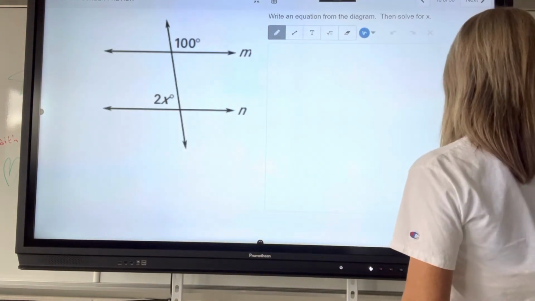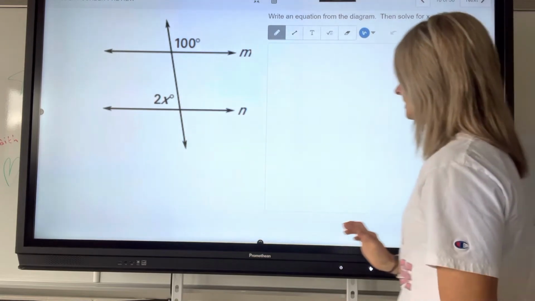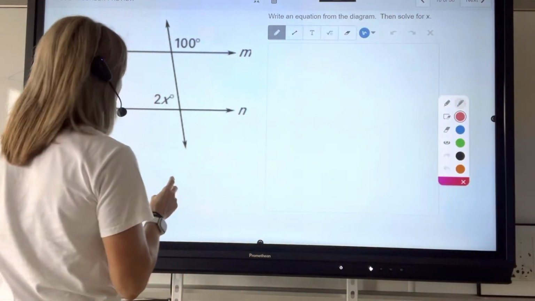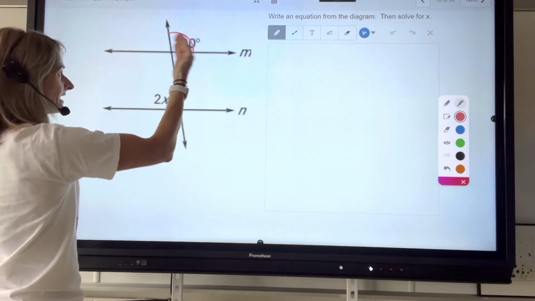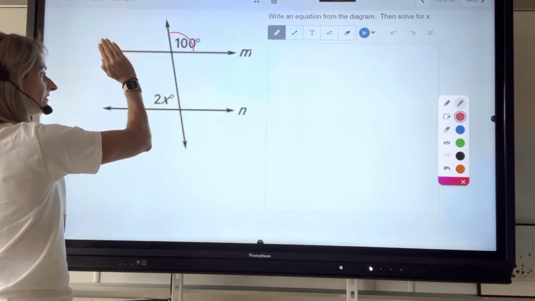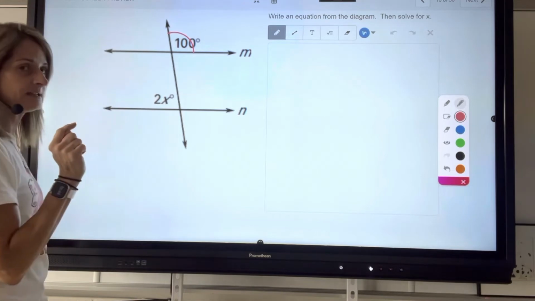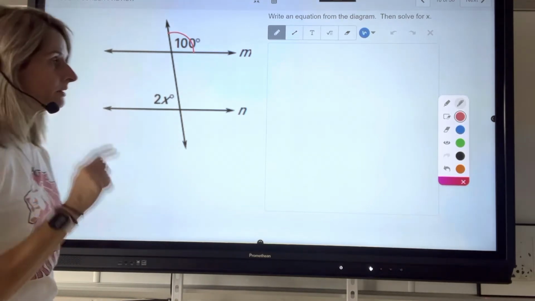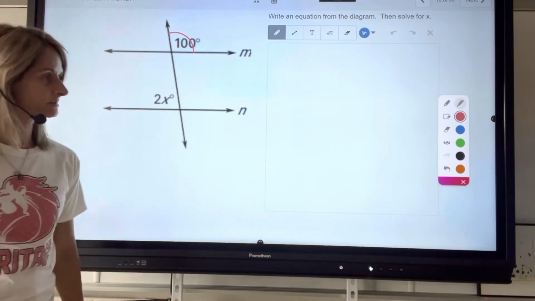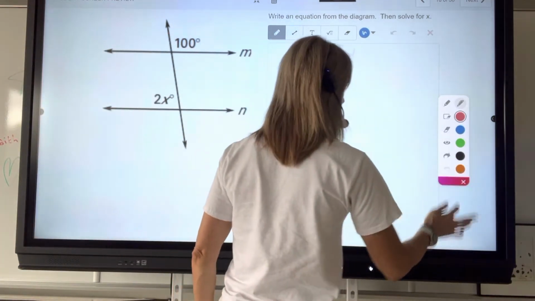Okay, this one. We have learned no relationship where we have one exterior angle on one side of the transversal, and on the other side we have an interior angle. There's no relationship. However, there's multiple ways to look at this, and it doesn't matter to me how you look at it.